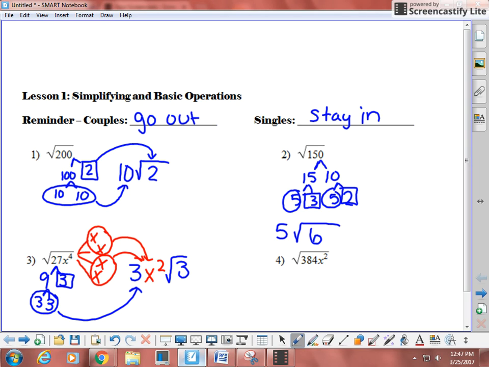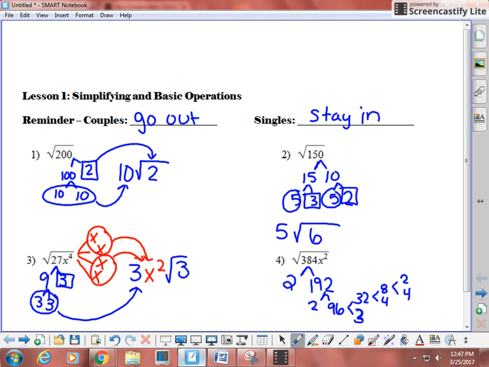Okay, so 384. I want to break that down. So what I know is that 2 goes into that. So 2 and 192. 2 again goes into that. And 96. 2 again goes into that. Well, let's go with 3. 3 goes into that 32 times. 8 and 4. And 2 and 4.